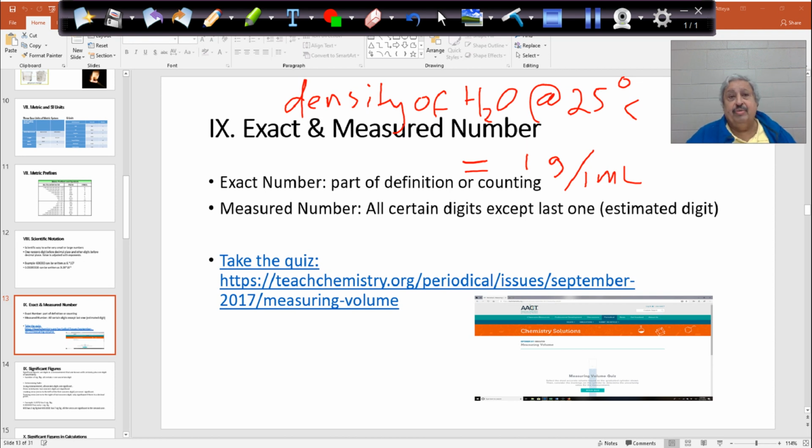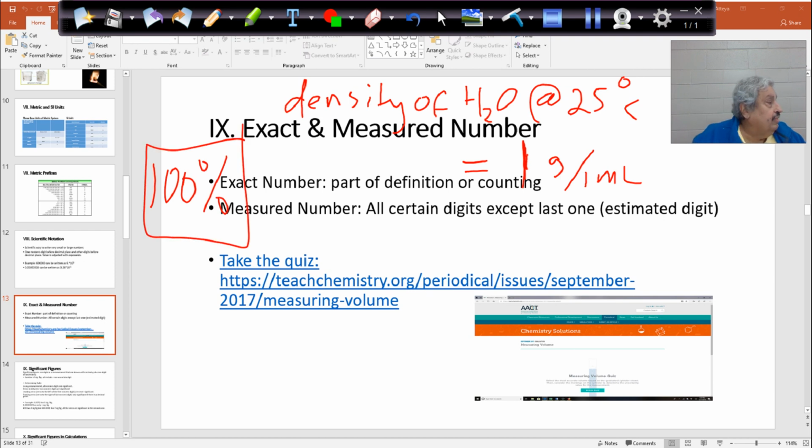As soon as I put a decimal inside, then I'm going from an exact value to what? To a measured number. The measured number has to have a decimal because there is uncertainty in trials, so it will not be exact. This is 1 gram per 1 ml. That's the density, correct? Another example of the exact: 100%. That's an exact number.